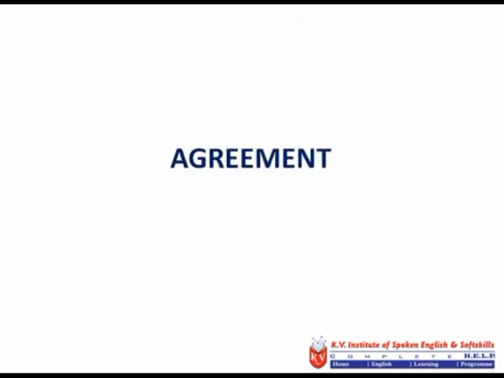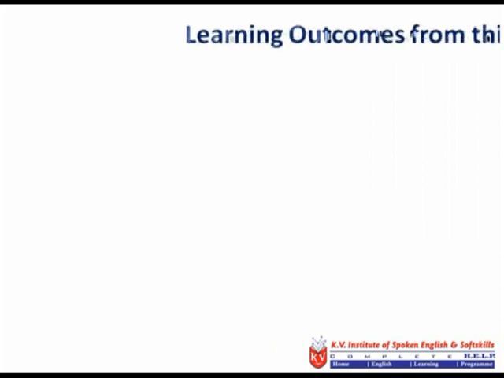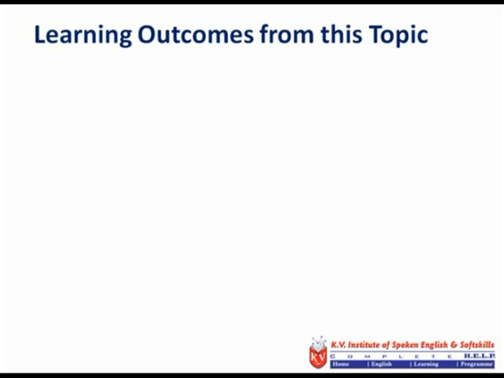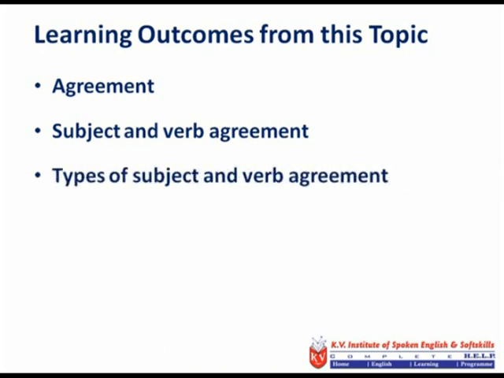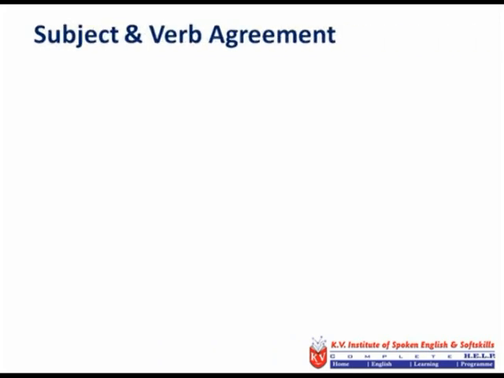Now let's go to our next topic, agreement. The learning outcomes from this topic would be meaning of agreement, subject and verb agreement, types of subject and verb agreements. Some things just seem to go together well. We carry this concept over into grammar by matching all sentence parts. This matching of sentence elements is called agreement. It helps you to create smooth and logical sentences.